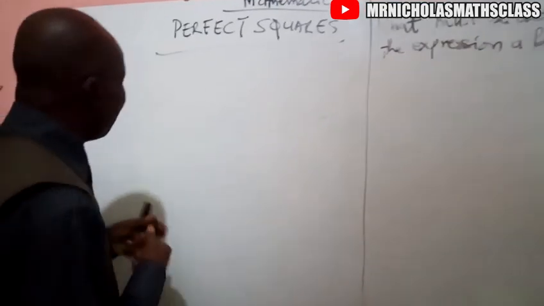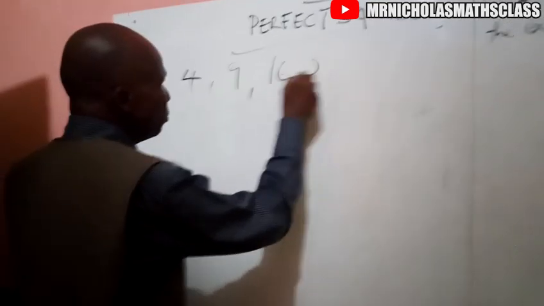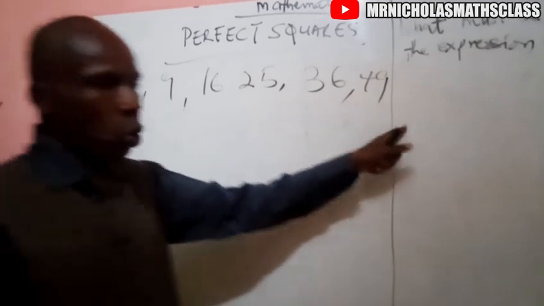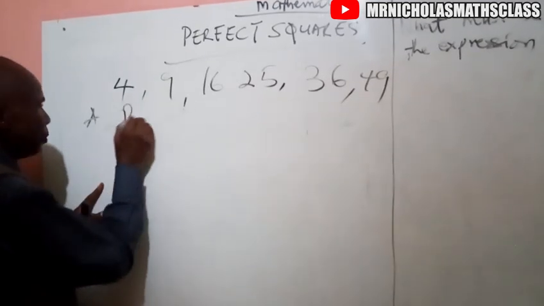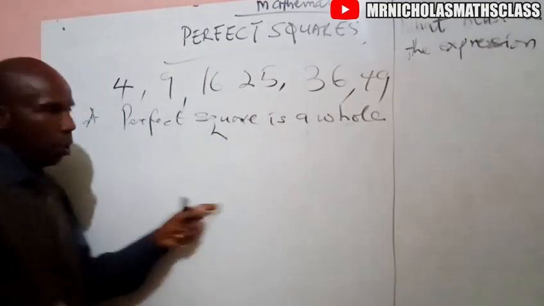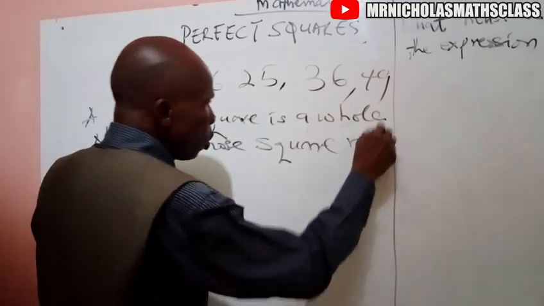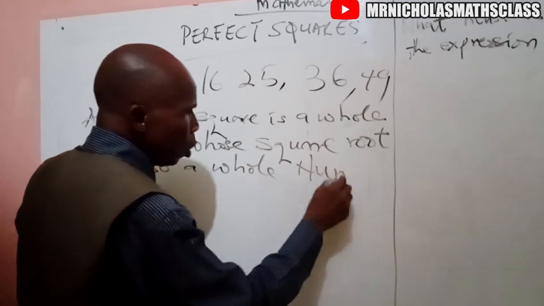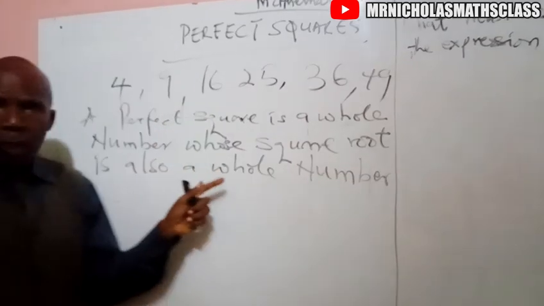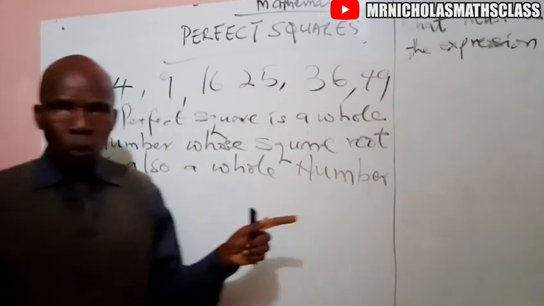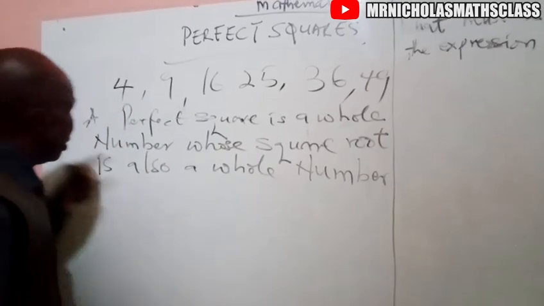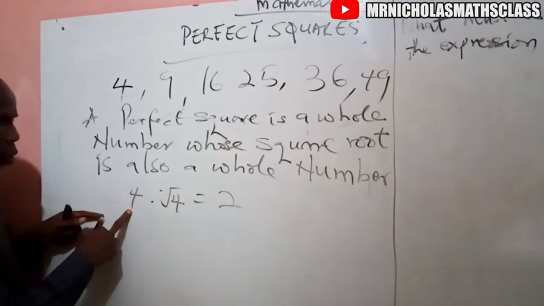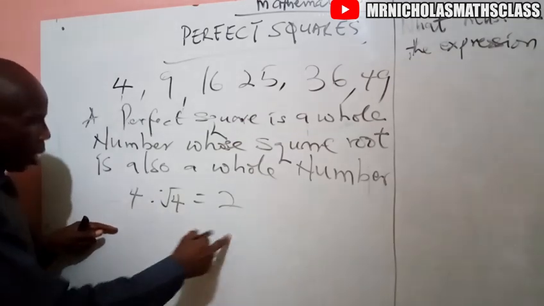For example, we have 4, 9, 16, 25, 36, 49. These are perfect squares. This is the definition of perfect square: a whole number whose square root is also a whole number. The examples are 4. What is the square root of 4? The answer is 2. 4 is a whole number, and the square root of 4 is 2. That is a perfect square.